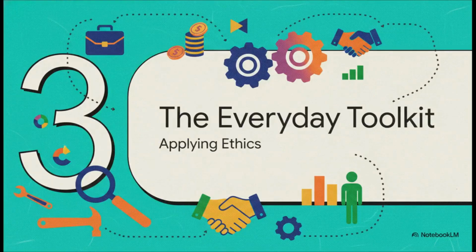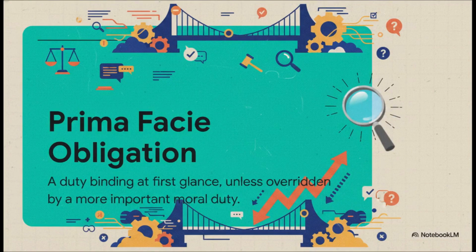Moving on to Section 3, the Everyday Toolkit. So what happens when these extreme theories clash in the real business world? Well, a great bridge is the concept of a prima facie obligation. Now, prima facie just means at first glance. This concept says that we all have basic everyday obligations that are absolutely binding on the surface. You must follow them unless, and this is the key part, unless they are overridden or trumped by a more important moral duty in a specific situation.